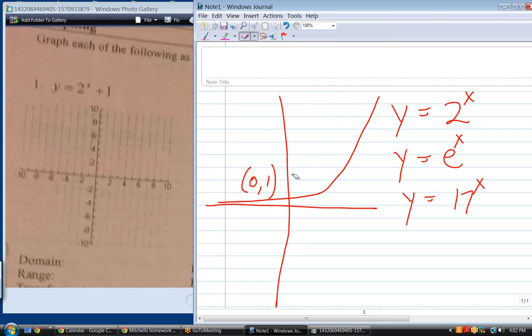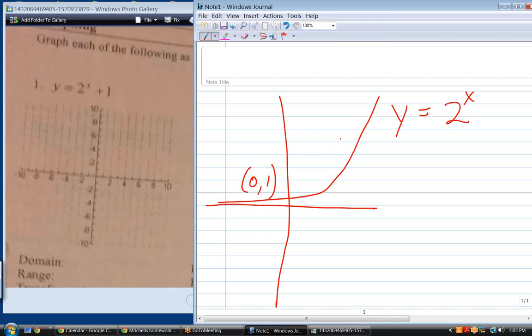Okay. Now, we'll leave that one up. How does this differ from this? What kind of transformation is taking place so that I can graph y equals 2 to the x plus 1? Isn't it moved left 1? Not left, vertical. This is a vertical shift. Up 1. If it was a minus 1, it would be down 1.